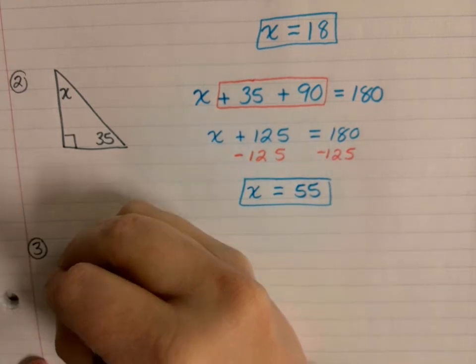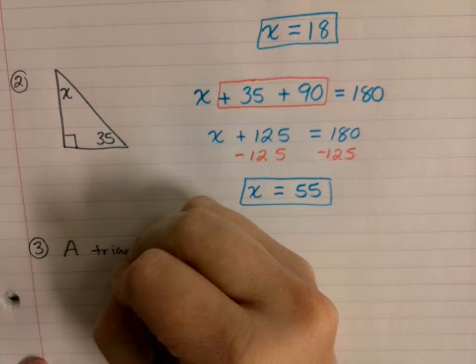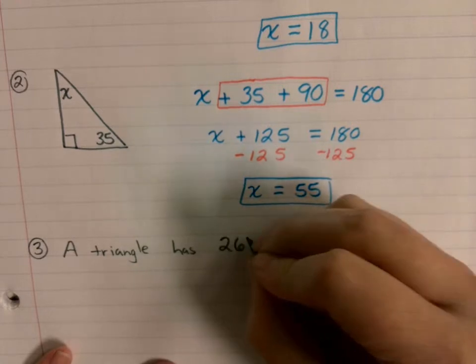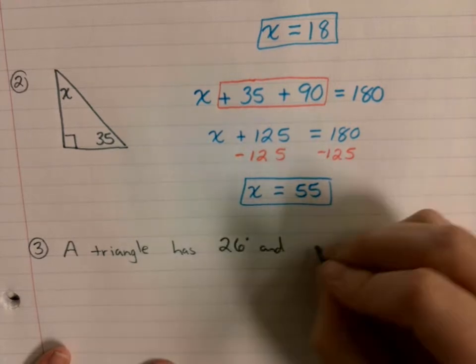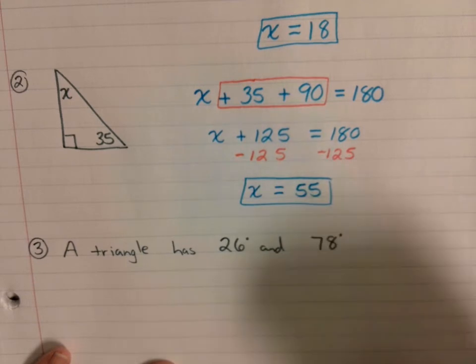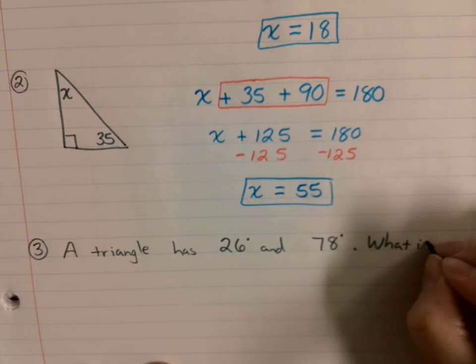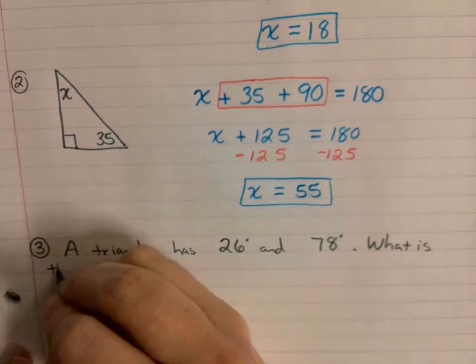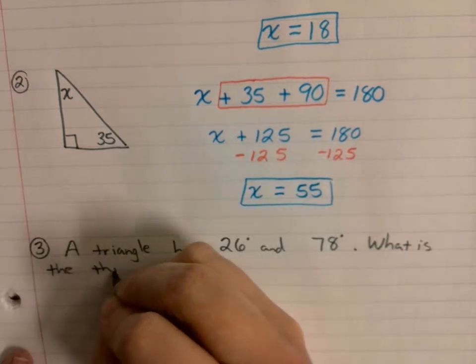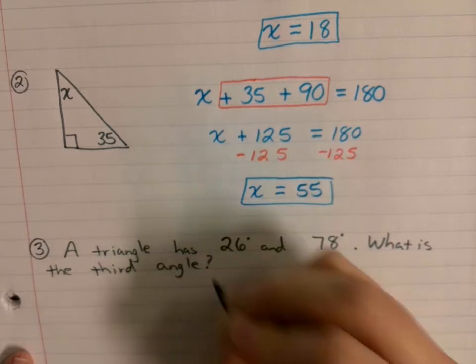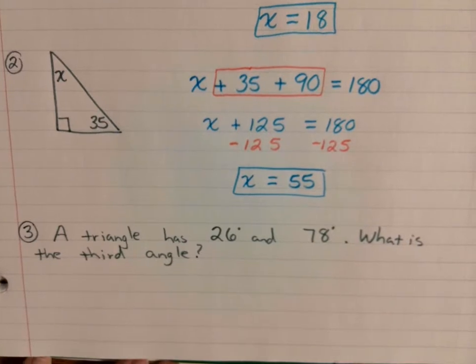So a triangle has 26 degrees and 78 degrees. What is the third angle? So if it's telling you, hey, you got 26 degrees and 78 degrees, what is the third angle?